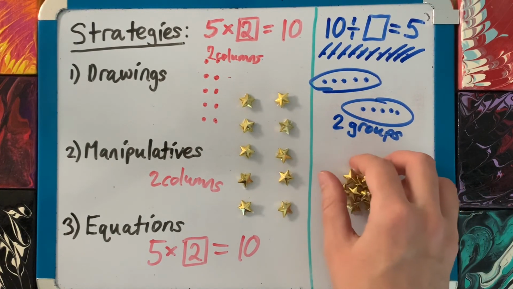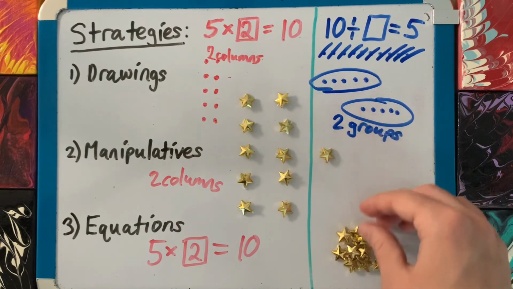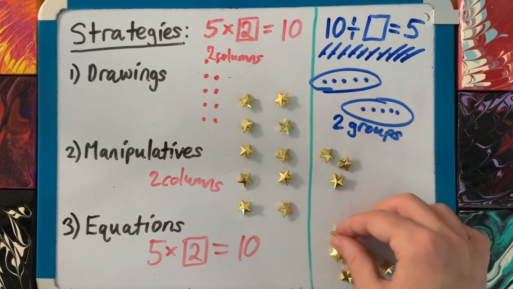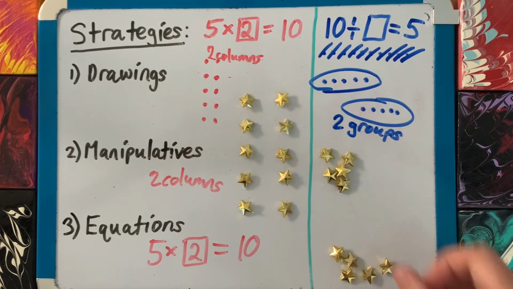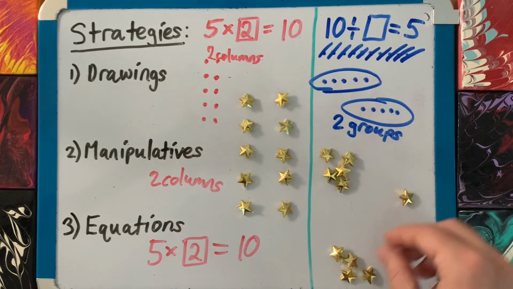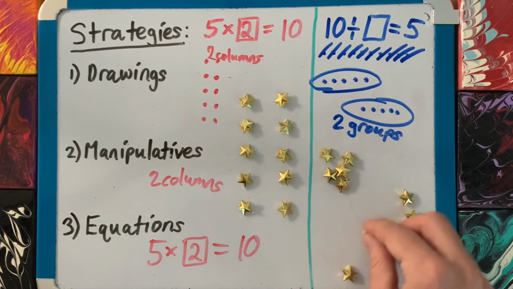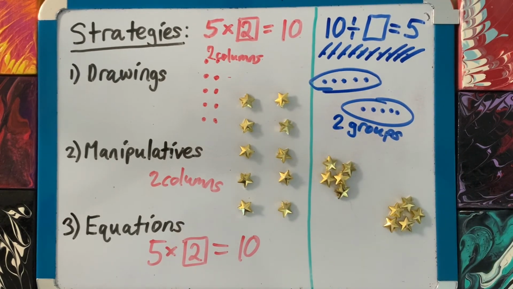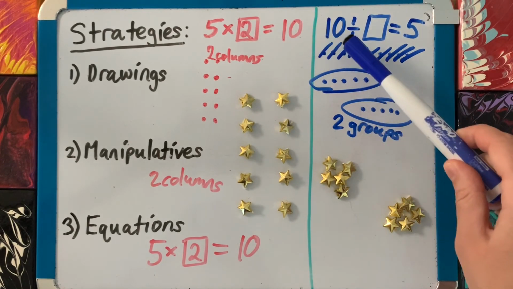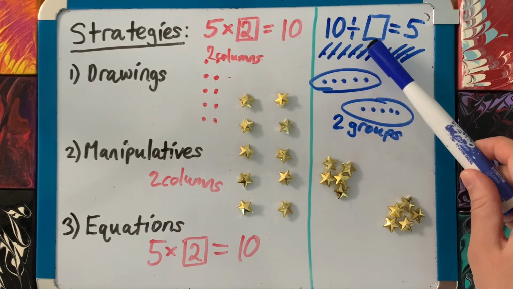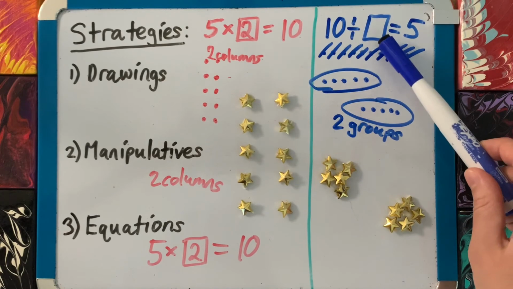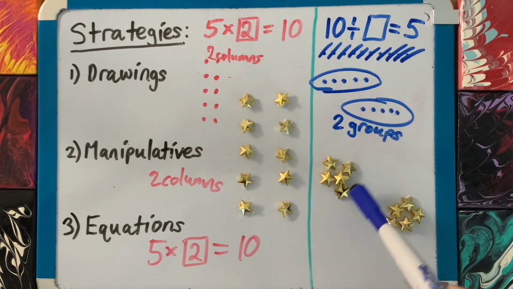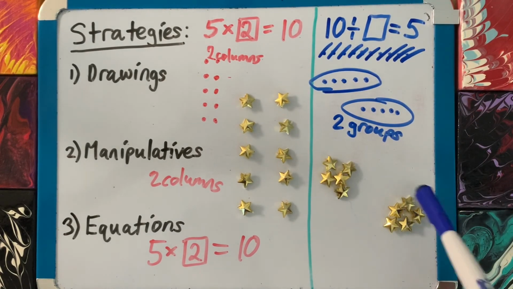So let's put 5 in each group. So 1, 2, 3, 4, 5 in our first group, and 1, 2, 3, 4, 5 in our second group. Okay, so we have 5 stars in each group. So a total of 10 stars shared equally or divided among a certain number of groups to equal 5 in each group. Well, there's 5 stars in this group and 5 stars in this group.